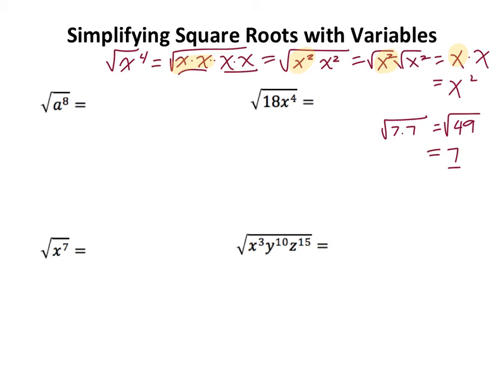Looking now at a raised to 8, since it's raised to an even number, I'll have a bunch of pairs of a's in there, just like how we had x, x, and x, x. I'll have a bunch of pairs. So if this was made up of different pairs, I would just divide it by 2, right? So this is just becoming a to the 4th.